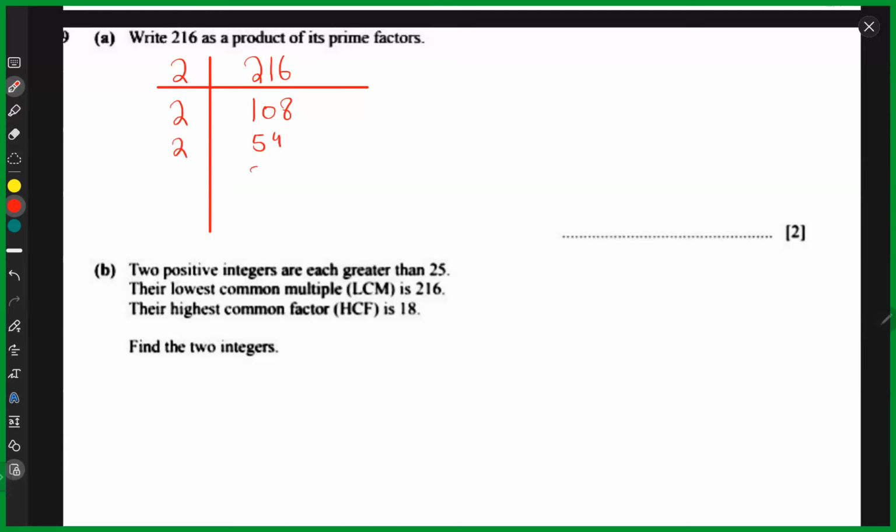Now 2 would not work. So it would be 3. This number is going to be 9. Again, it would be 3. Yes, and then 3, and then it would be 1 and 1. So this is how we do it. So I can write 216 as 2 cubed because I have three 2's, and it is being multiplied by 3 cubed.